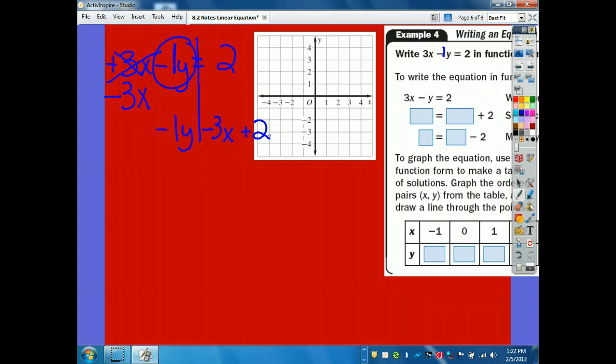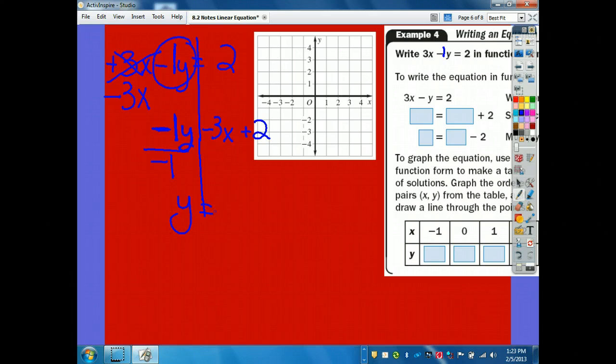Am I done? Good answer. Why not? Exactly. Can't have this -y. So how do I get rid of a -y? Times it by -1. Close. Because this is a -1 times y. What's the inverse of times? Divide. So we divide it by a -1. And then I get what? Now that turns into a positive 1y. So now I have my plain old y.